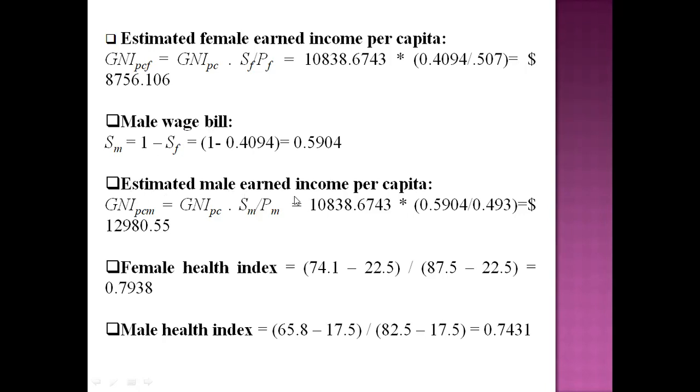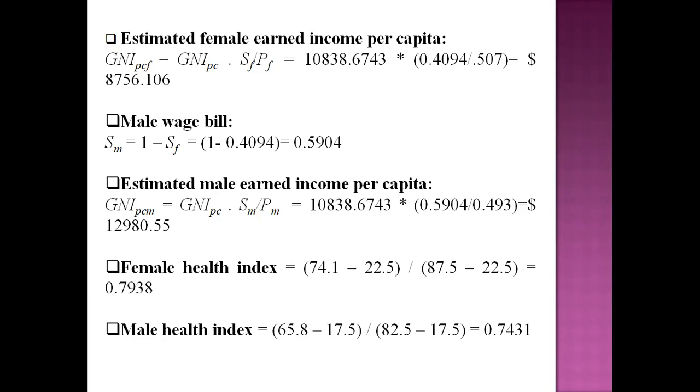Similarly, the estimated male earned income per capita in Mongolia is 12,980, which is much higher than for the female population. The estimated earned income per capita for male is much higher than for female. So there is true discrimination in the labor market between male and female in Mongolia.